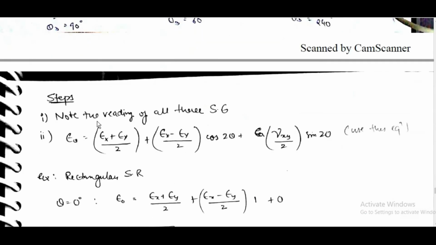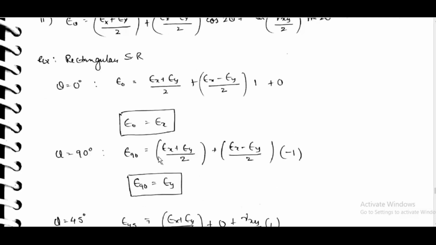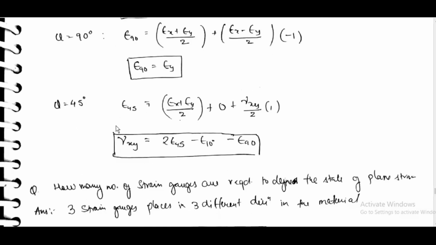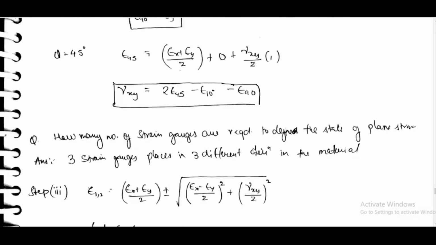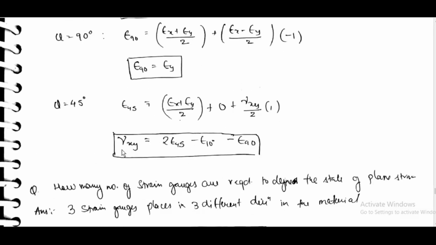Steps: note the readings of all the strain gauges. Epsilon theta is equal to (epsilon x plus epsilon y)/2 plus (epsilon x minus epsilon y)/2 cos 2 theta plus gamma xy/2 sin 2 theta. Example for rectangular: theta is equal to 0 degrees, epsilon 0 is equal to epsilon; after applying the formula, we finally get epsilon 0 is equal to epsilon x, and epsilon 90 is equal to epsilon y. For theta equal to 45 degrees, gamma xy is equal to 2 epsilon 45 minus epsilon 0 minus epsilon 90. We can get epsilon x, epsilon y, and gamma xy.